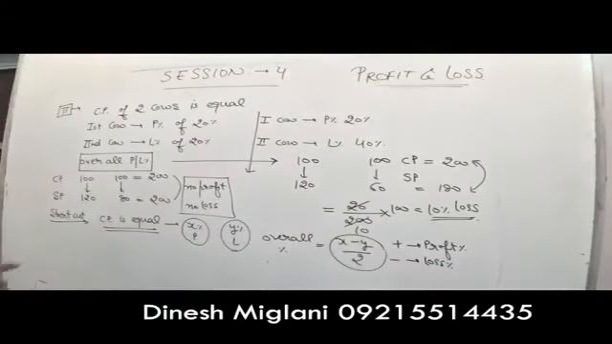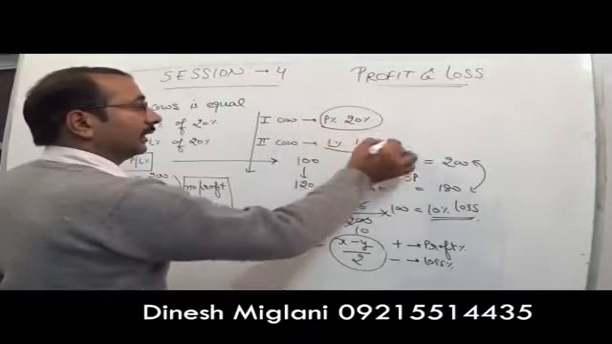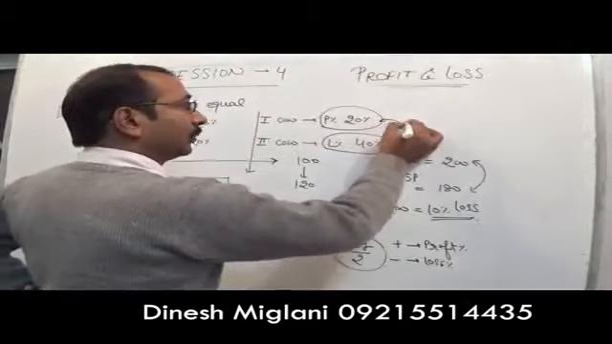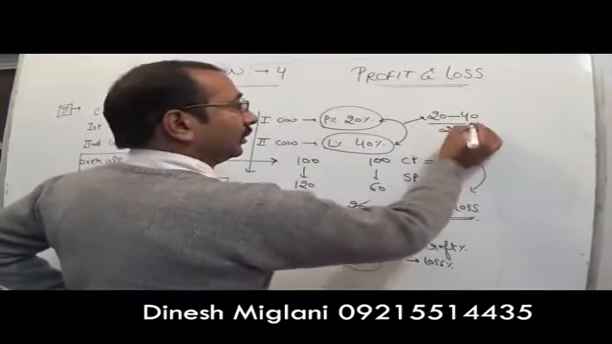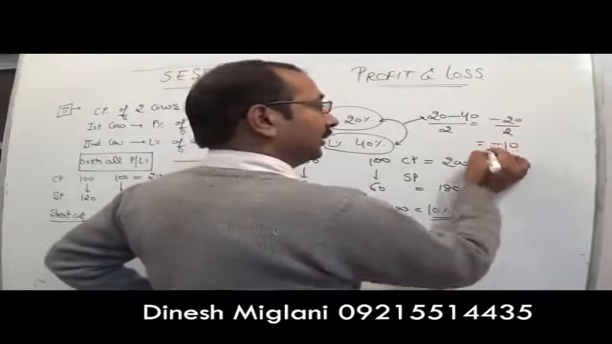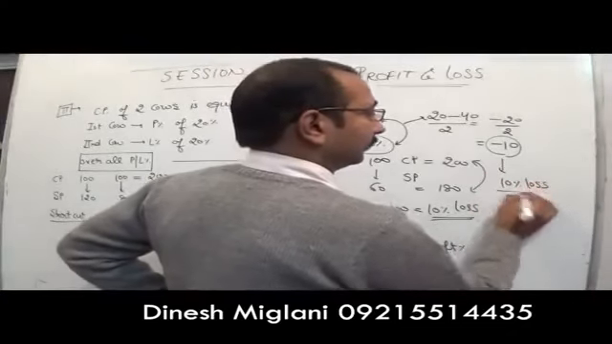So we can apply this approach here also. On the first there is a profit of 20%, on the second there is a loss of 40%. I have to find my overall profit or loss percentage. 20 minus 40 upon 2, minus 20 by 2. This is minus 10. It means 10% loss. It's your answer.